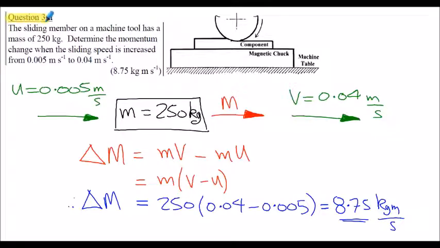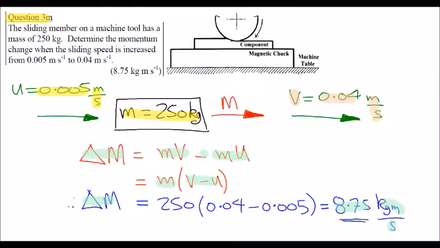Question 3M. So here's our sliding member, has a mass of 250 kilograms. The initial velocity, I've called that U here, is given as 0.005 meters per second. And the final velocity I've called V here is 0.04 meters per second. To work out the change in momentum, it's simply going to be the final momentum, m multiplied by V, subtract the initial momentum, m multiplied by U. All I've done here is factorised because m is common to both terms, so m outside the bracket and then the v minus u inside the bracket. Inserting the numbers and evaluating the change in momentum, the answer is 8.75 kilogram meters per second.